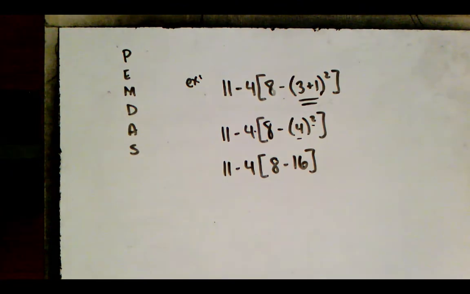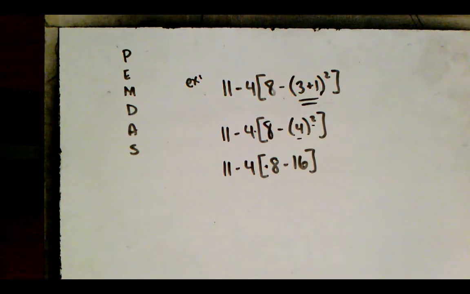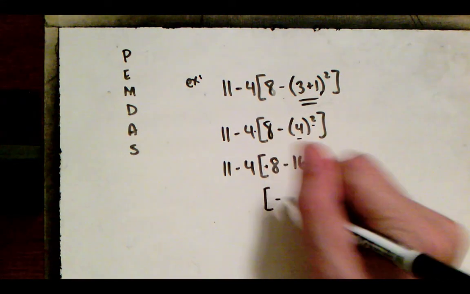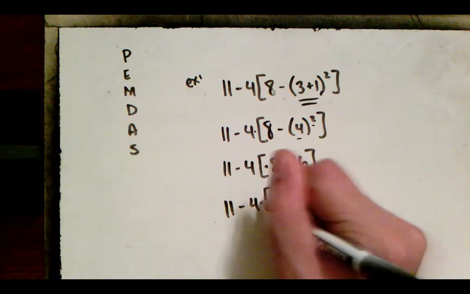And then we continue to work. 8 minus 16, we subtract these values because the 8 is positive and our 16 we're calling negative. We combine those, we get negative 8. Still on the outside, we have 11 minus 4 times.